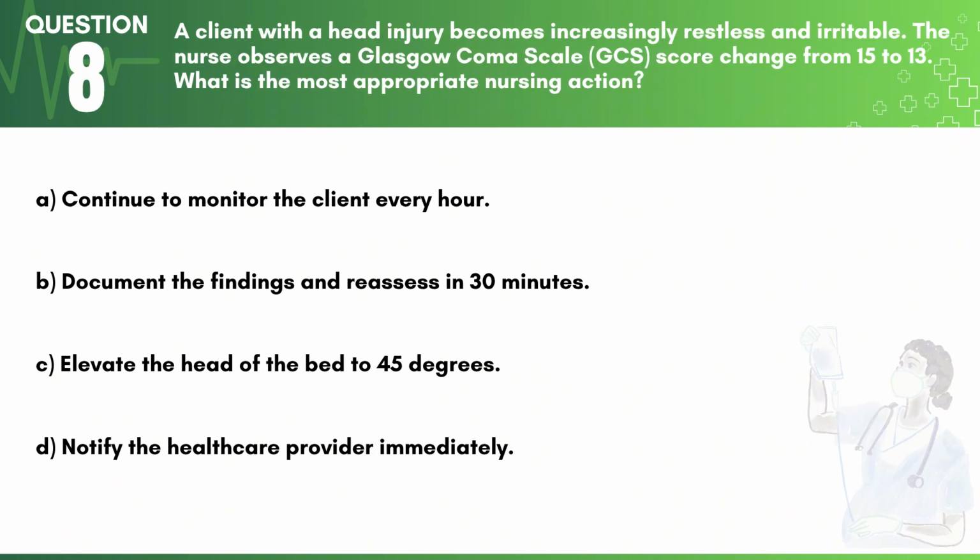Question 8. A client with a head injury becomes increasingly restless and irritable. The nurse observes a Glasgow Coma Scale, GCS, score change from 15 to 13. What is the most appropriate nursing action? A. Continue to monitor the client every hour. B. Document the findings and reassess in 30 minutes. C. Elevate the head of the bed to 45 degrees. D. Notify the healthcare provider immediately.